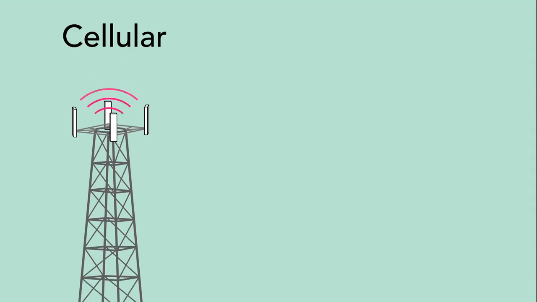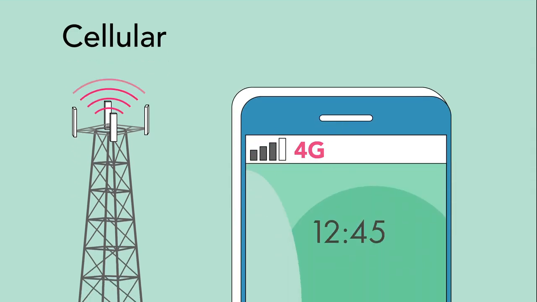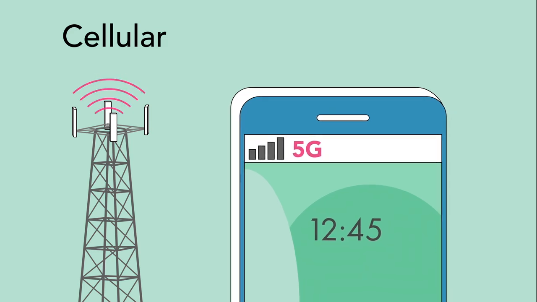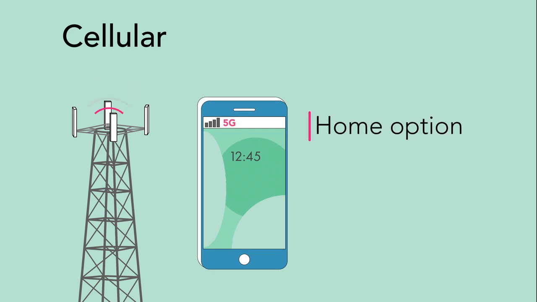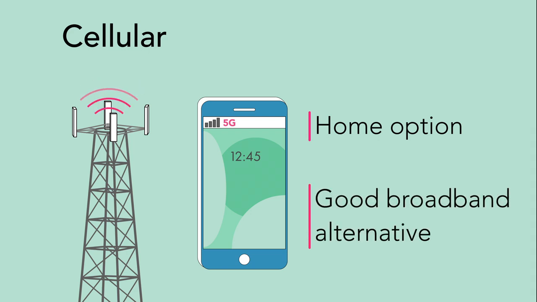Cellular is sold under a few different names, including 4G, LTE, and 5G. They're types of wireless internet connections often used by smartphones. But you can also get these types of connections for your home. Depending on where you live, a cellular connection may be a good broadband alternative.